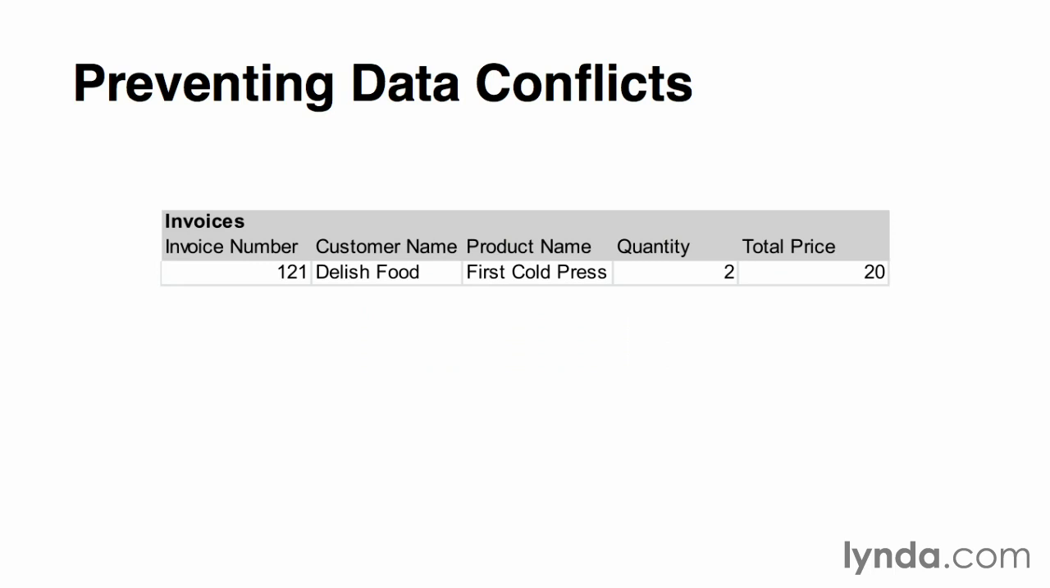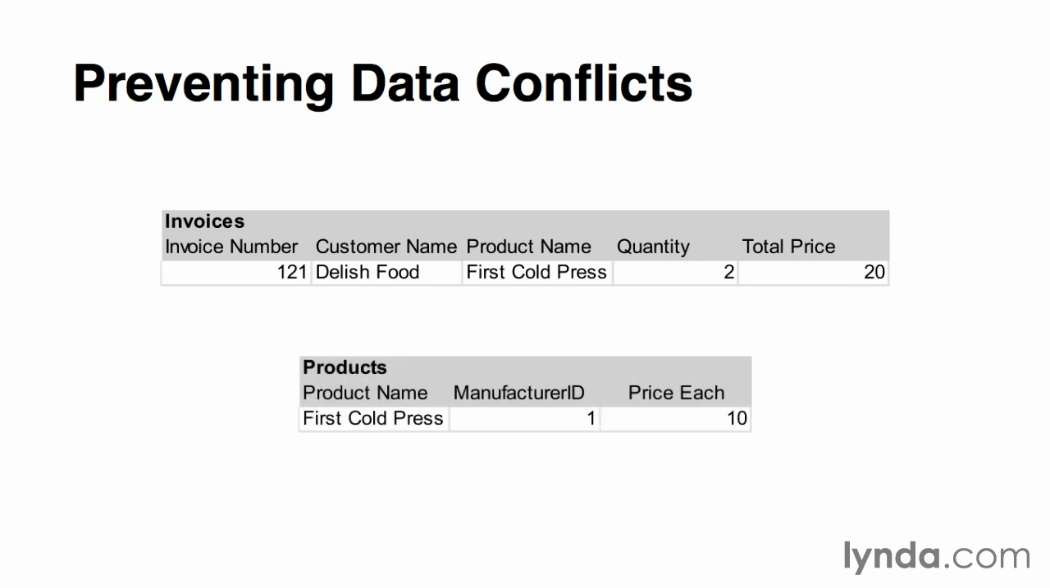Let's take a look again at the invoices for our olive oil sales. We can see that Delish Foods purchased 2 bottles of our first cold press oil. If we look up the price in the products table, we can see that first cold press is $10 per bottle, so the invoice correctly shows the total due as $20. This is good and accurate information for now, but what happens if something changes?